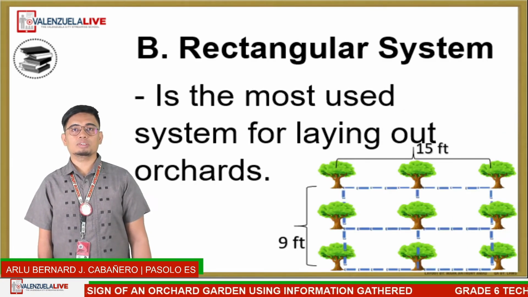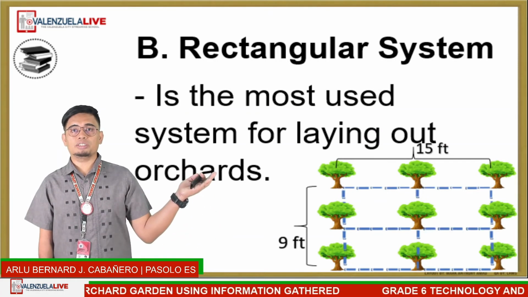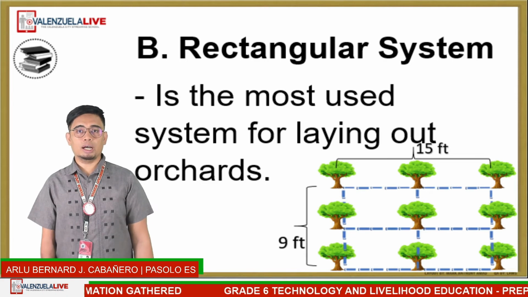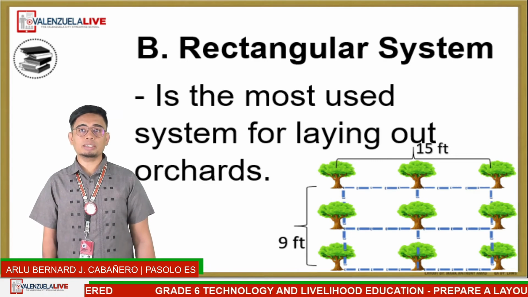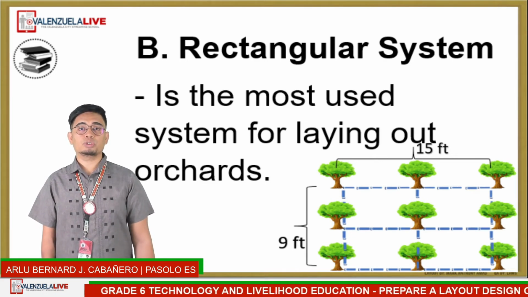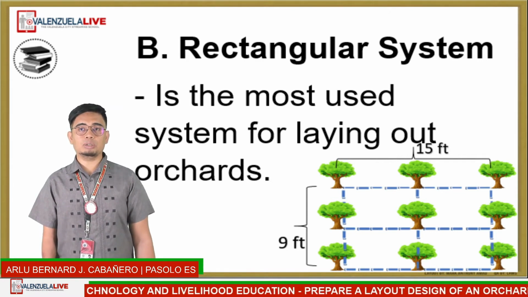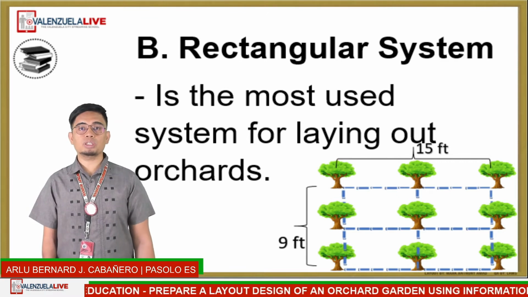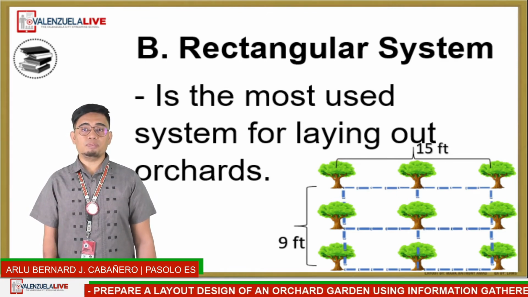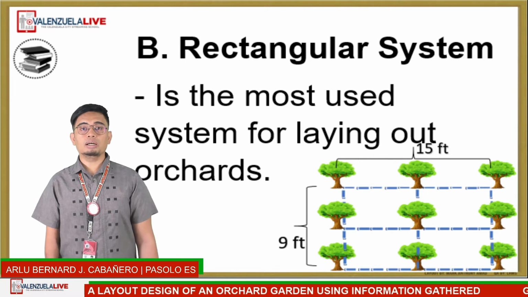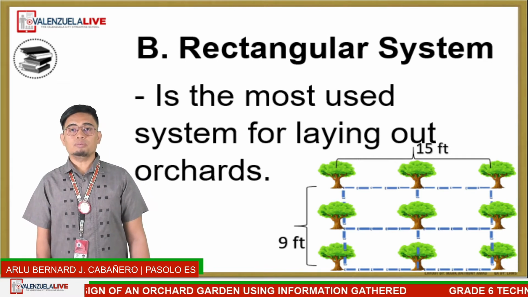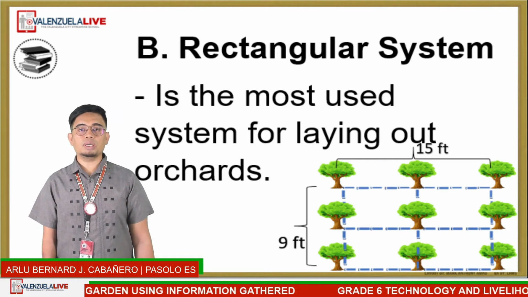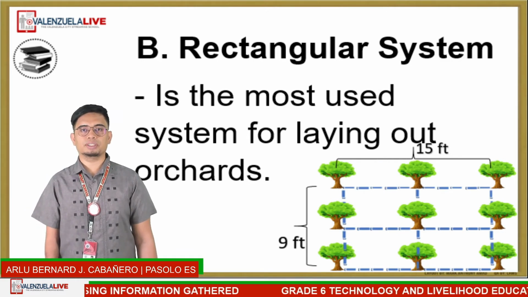Next layout, letter B, rectangular system, is the most used system for laying out orchards. The rectangular design is used to set trees at unequal distances, for example, with dwarf orange, using a 9 by 15 foot rectangle to set trees 9 feet apart in one direction and 15 feet in the other.